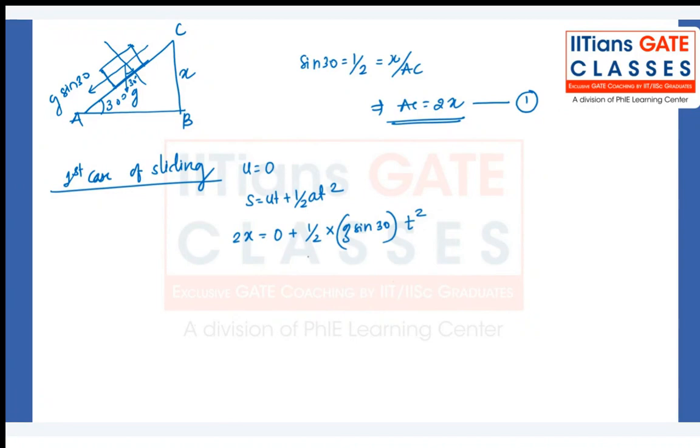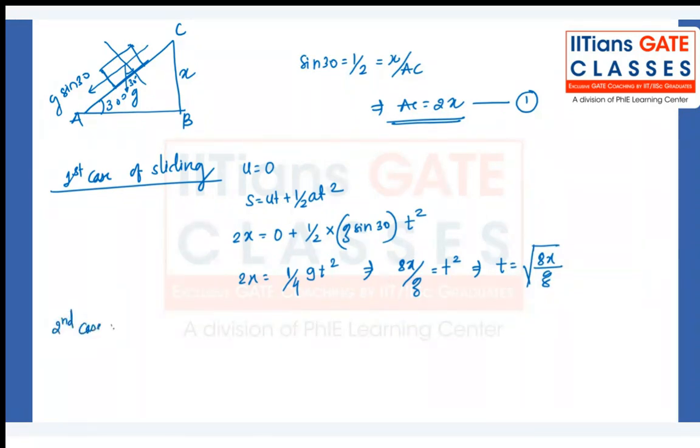So sine 30 is again 1 by 2. So we can write it as 2x is equal to 1 by 4 times g t square. This implies 8x by g is equal to t square. This implies t is equal to under root of 8x by g. Okay, this is the first case.